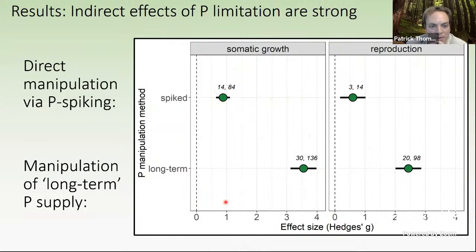And when you include these indirect effects as well, you have a much stronger difference between treatment and control. So I think the point is that the indirect effects of phosphorus limitation matter, and I think there's a lot to look at here that explains the difference between direct and indirect total effects.